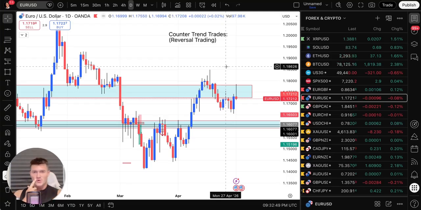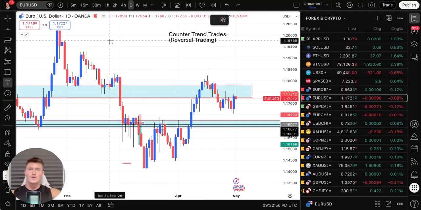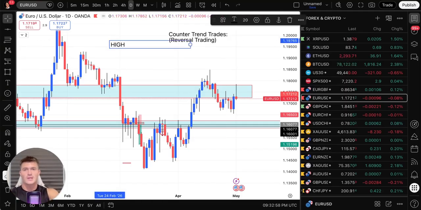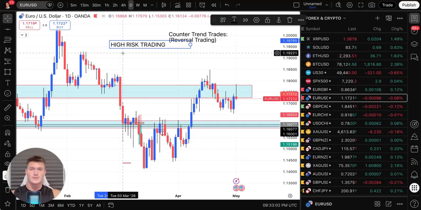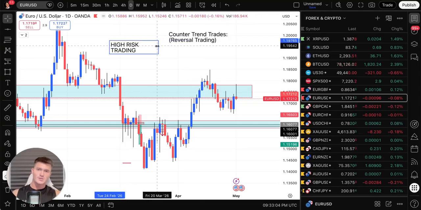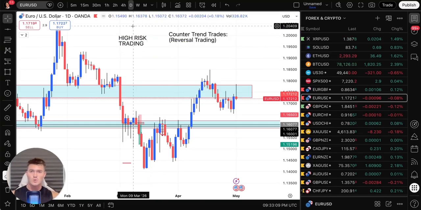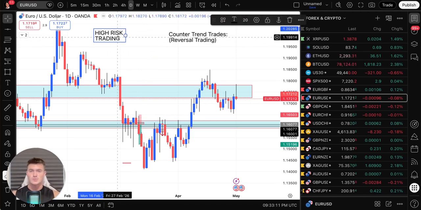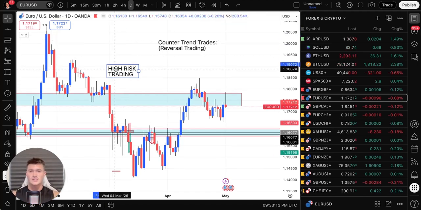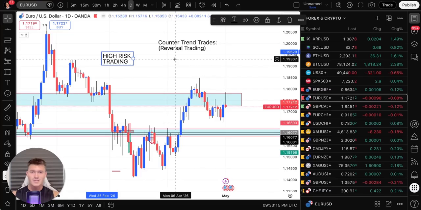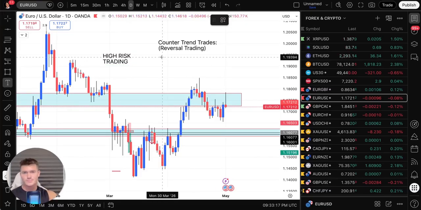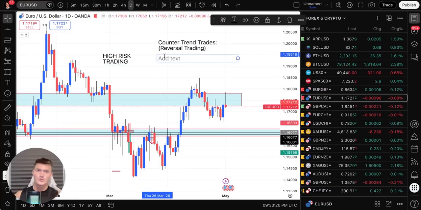So, reversal trading has a lot of potential, but it's very, very high risk, okay? I'm just going to go ahead and put that in bold. We are high risk trading here, okay? And I don't recommend you take these unless you know what you're doing and unless you get your signals. So I'm going to teach you guys today how to identify a reversal trade.